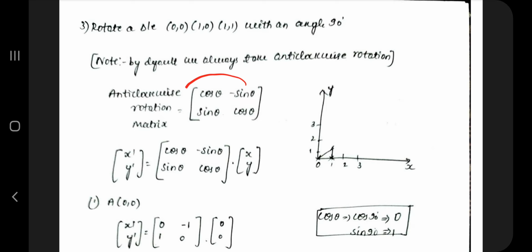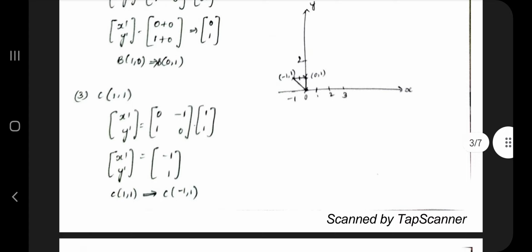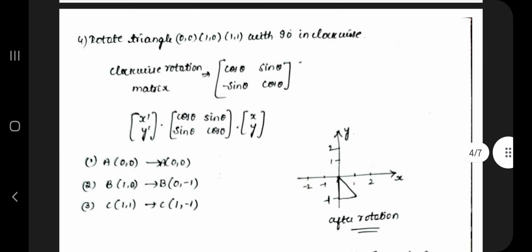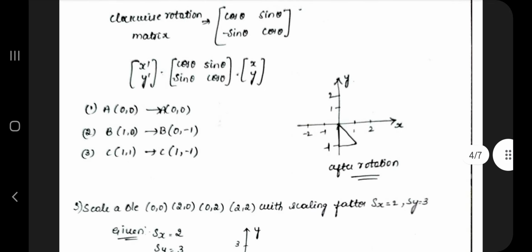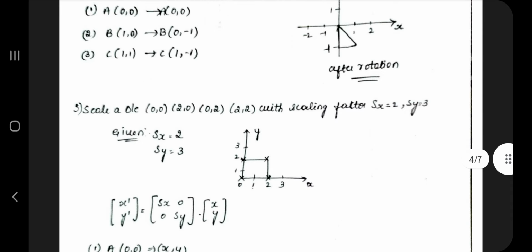So for the anti-clockwise direction, write this formula. After that, you will take 90 degrees and apply the 90 degrees here, and whatever answers you get will be multiplied with each of these points. So you will get some final points that you have to mark in the diagram. Then we have to rotate the triangle by 90 degrees clockwise. So write the clockwise formula. The only difference is that the minus which was here gets shifted here. Okay, that's all, and you will multiply the xy values to get the final xy values.